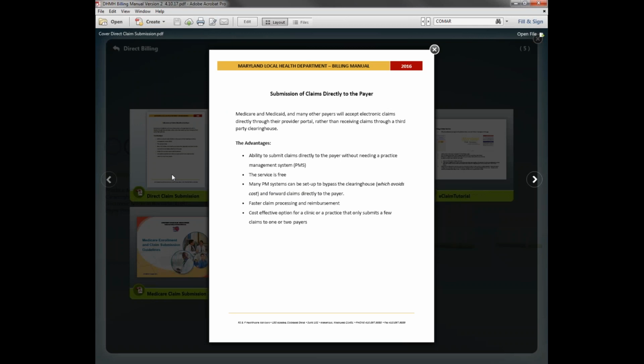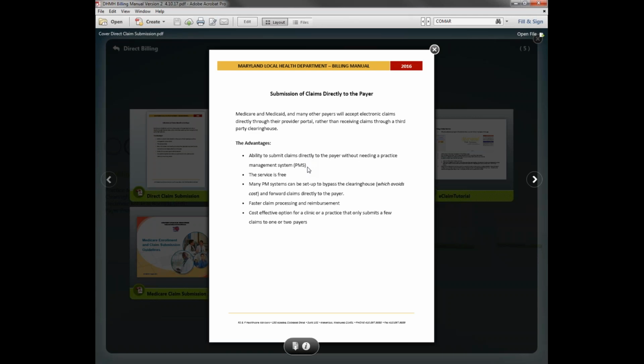Again, the turnaround time is really quick for denials, and usually your practice management system is going to do quite a few of the scrubbing anyway. But reimbursements are pretty quick also when you go directly to the payer rather than through the clearinghouse, which is still pretty quick. But anyway, the advantages of submitting claims directly to a payer is the ability to submit without needing a practice management system.